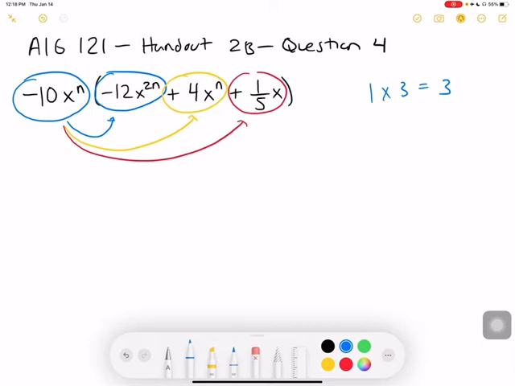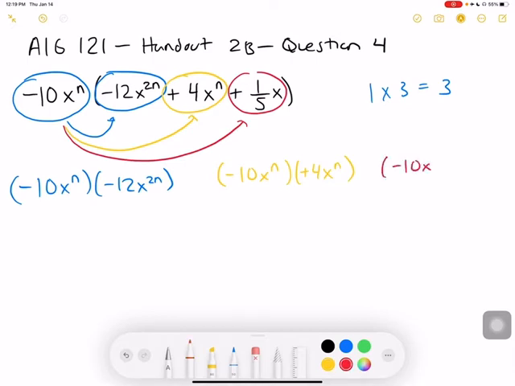Let's go ahead and start the multiplication. The first multiplication is negative 10x to the power of n times the first term, negative 12x to the power of 2n. The second multiplication is negative 10x to the power of n times positive 4x to the power of n. And the third one, the one in red, is the same negative 10x to the power of n times 1/5 x. Those are the multiplications, and then I have to add all of those results.